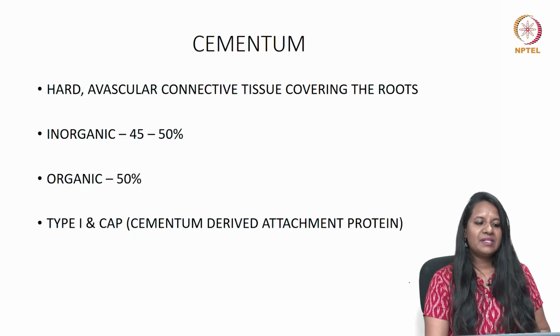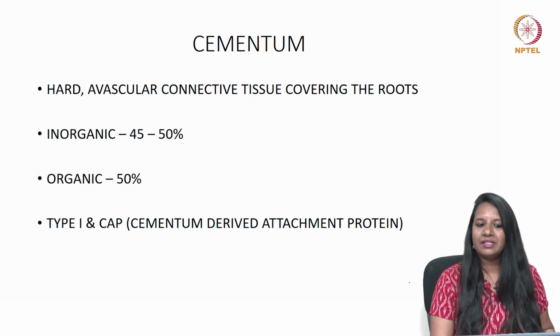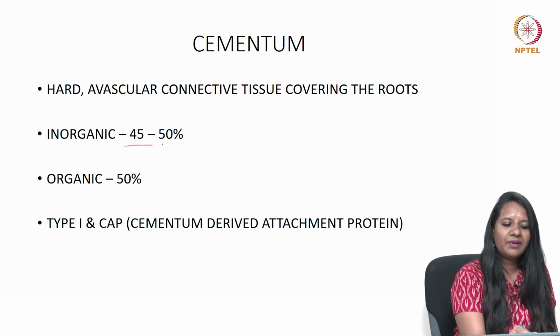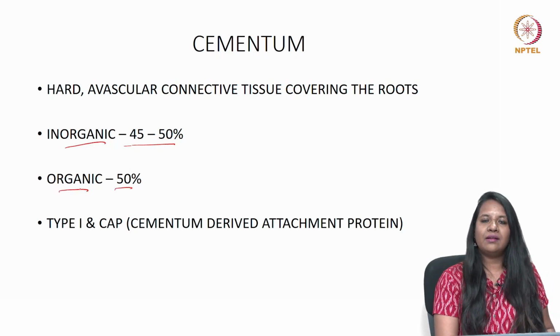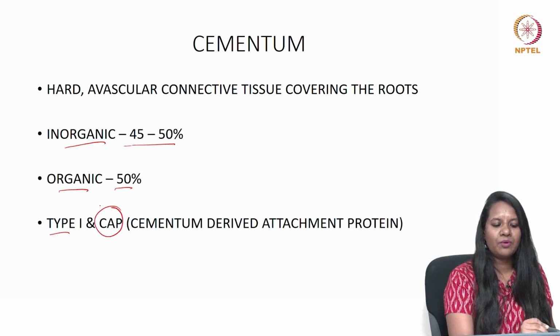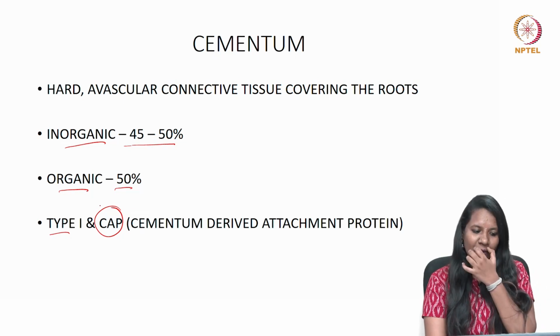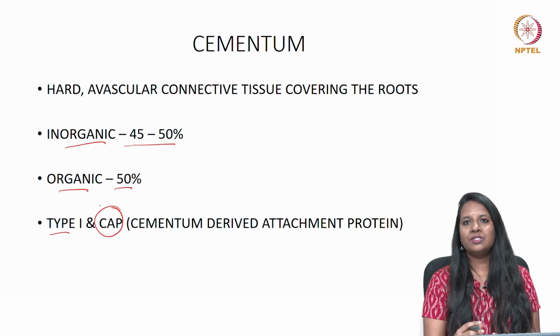Moving to cementum. Cementum is another hard avascular connective tissue covering the roots. It consists of 45 to 50% inorganic and 50% organic material. As in the pulp, it also contains mostly type 1 collagen and a specific unique protein, that is cementum derived attachment protein, which helps in the attachment of the cementoblast during formation.